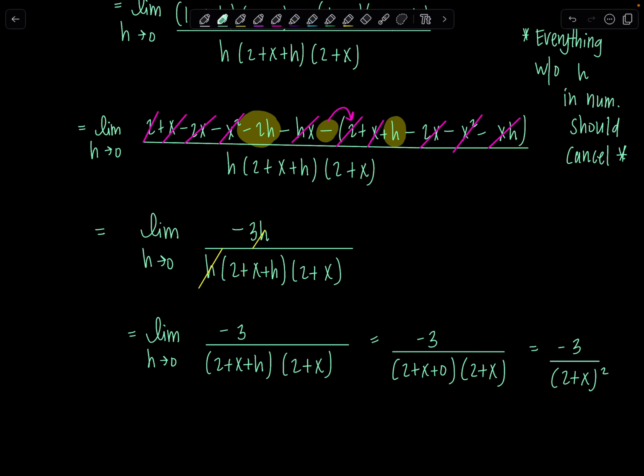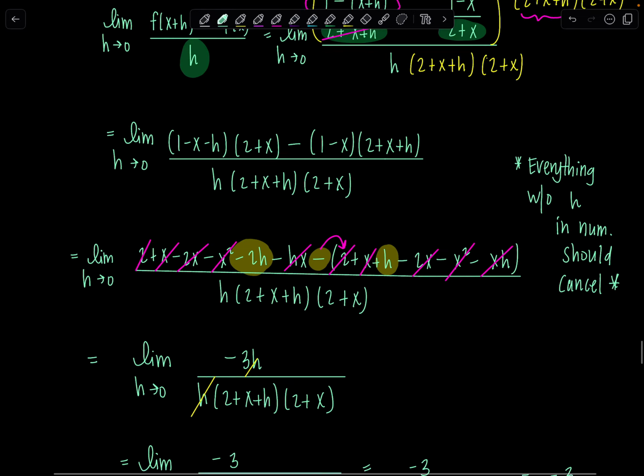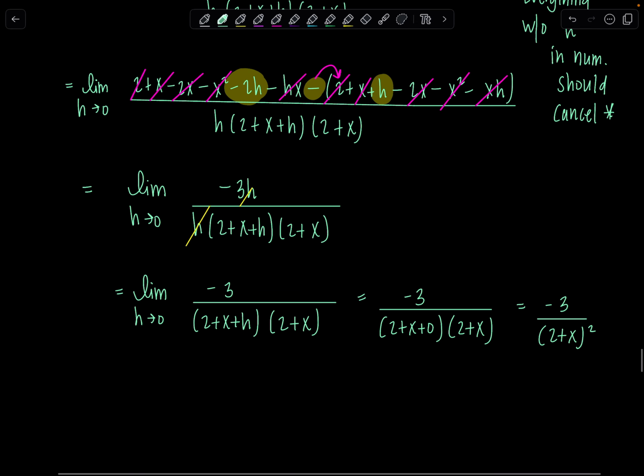Perfect. So if I were you, I would finalize my answer. Yep, it was f of x. And just say f prime of x, the derivative, is negative 3 over 2 plus x squared.